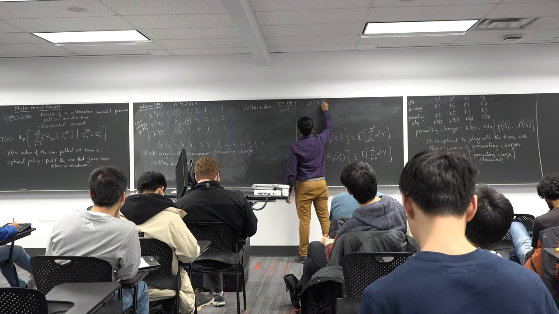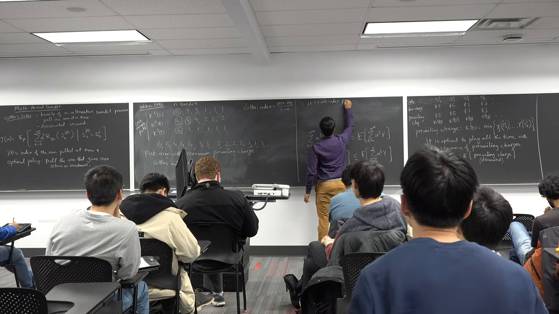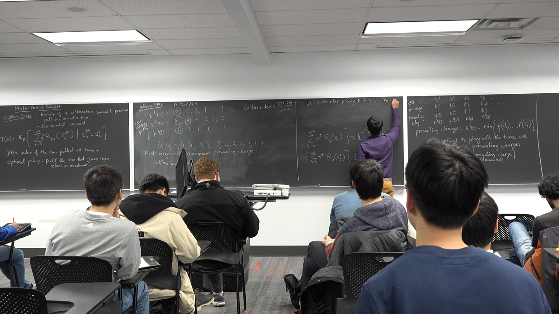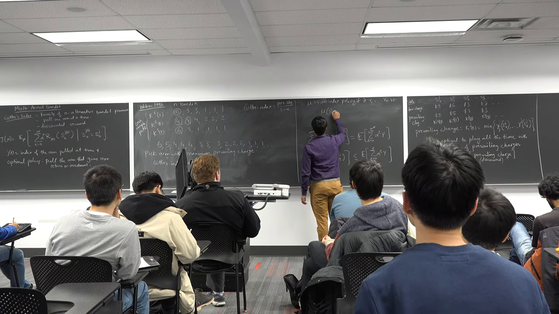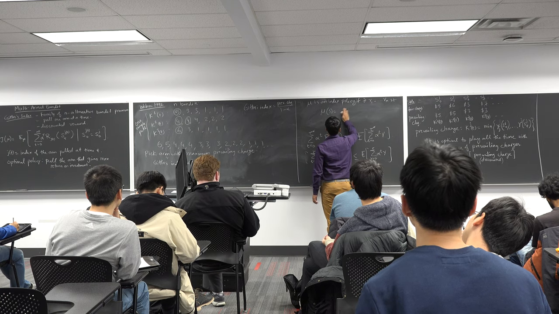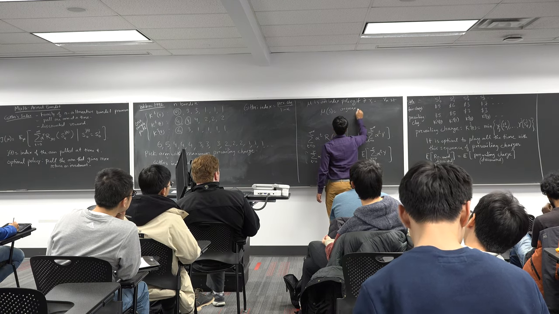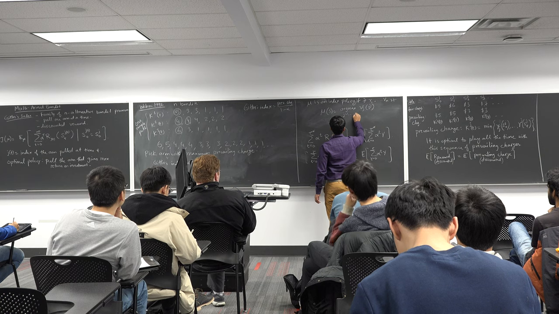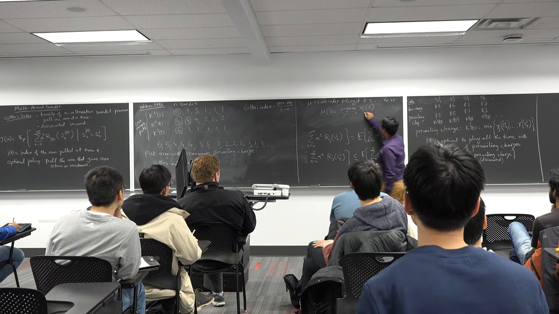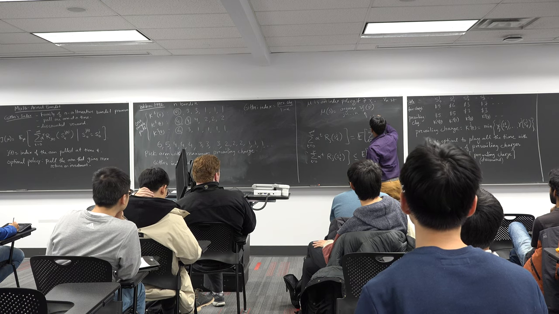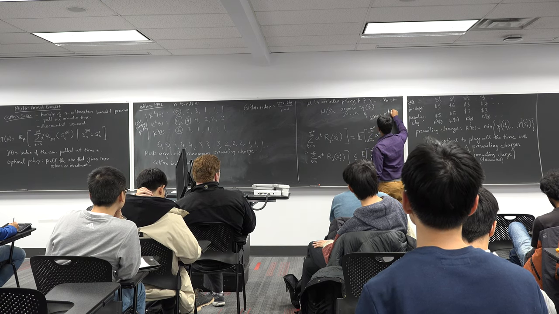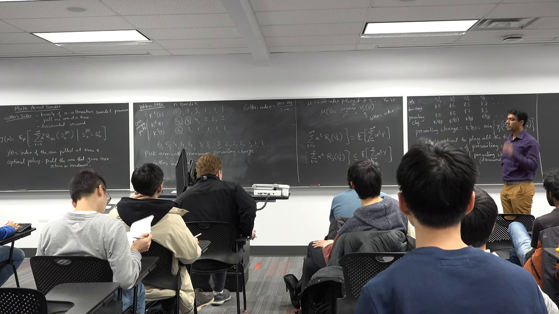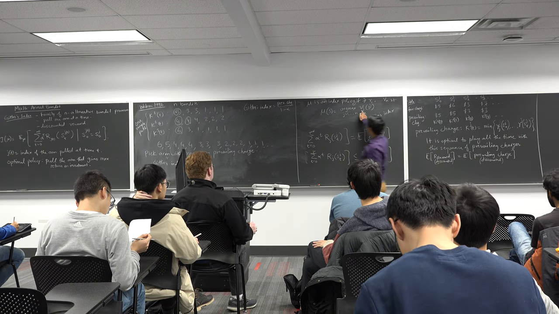So mu is an index policy if there exist mappings mu 1 to mu n such that mu of s is equal to argmax over j equals 1 to n of mu j of s j. So this is the Gittin's index. The Gittin's index induces a policy when you pick the argmax among all possible indices. Okay. So this is the prevailing charge.